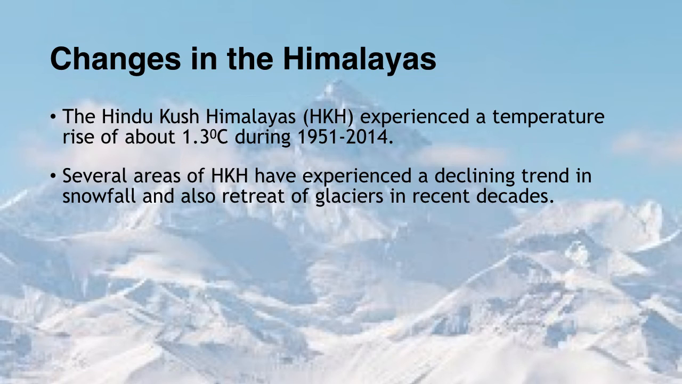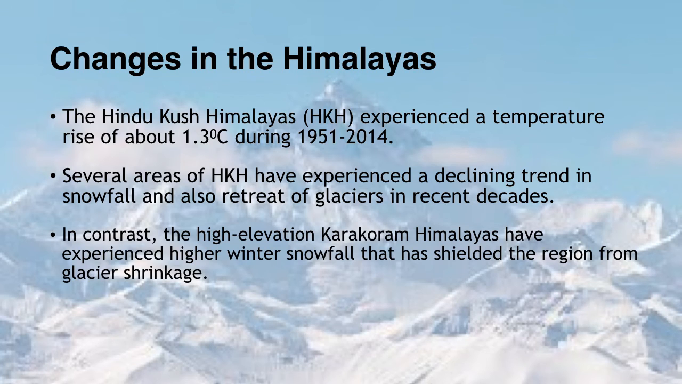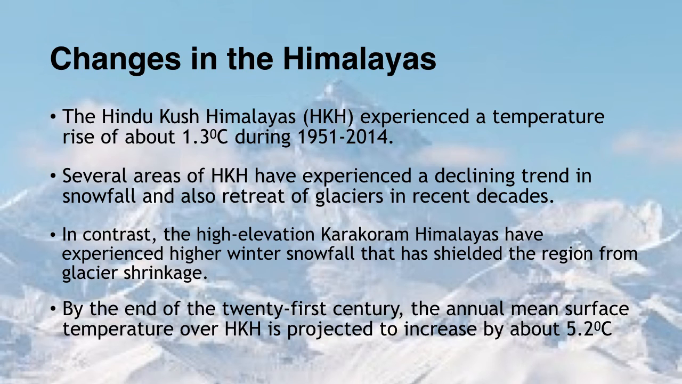On the other hand, near the Karakoram, there has been an increase in snowfall than before, and hence it has been somewhat more protected compared to Hindu Kush with regard to climatic perturbations. As per the predictions, the mean surface temperature of the Hindu Kush Himalayan range is going to rise by 5.2 degrees centigrade by 2100, which is about four times the temperature rise during 1951 to 2014, the 1.3 degree centigrade.